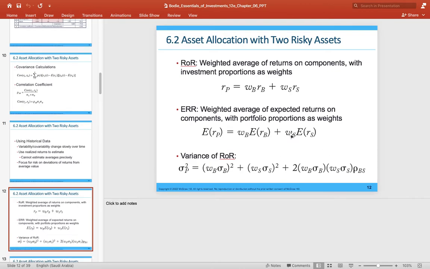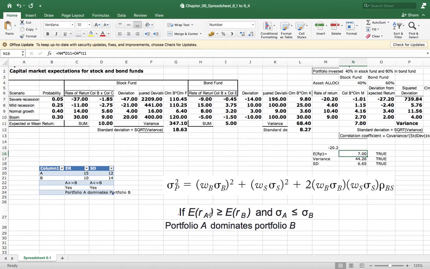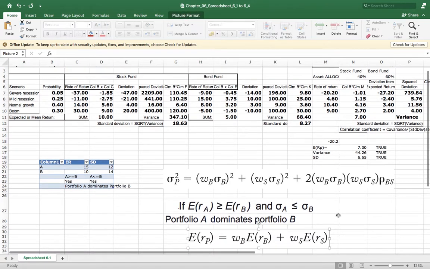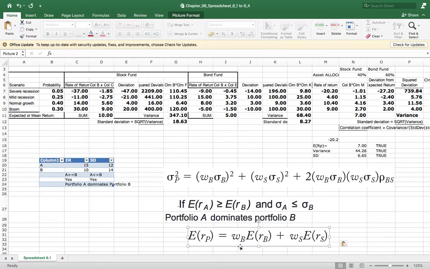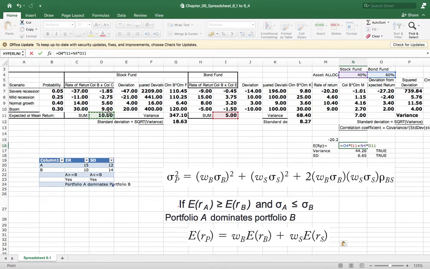Expected return is equal to weight of investment multiplied by expected return. So weight of bond times expected return of bond plus weight of stock times expected return of stock. Weight of bond is how much? Weight of bond is 60% multiplied by expected return of bond, which is 5%, plus weight of stock multiplied by expected return of stock, 10%. That also gives the same 7% which we calculated here.